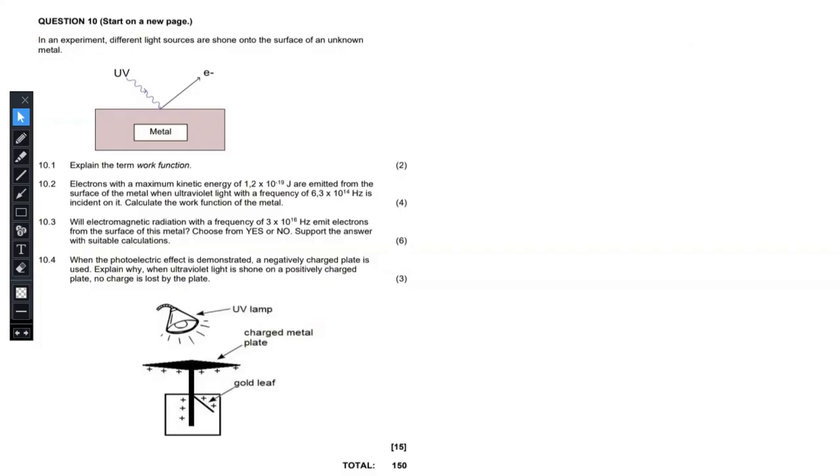Okay, so we have question 10. It says in an experiment, different light sources are shown onto the surface of an unknown metal. Then 10.1 says explain the term work function.